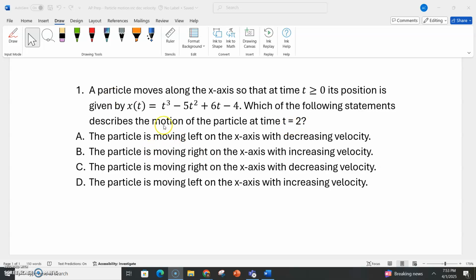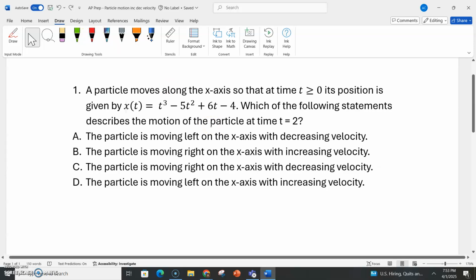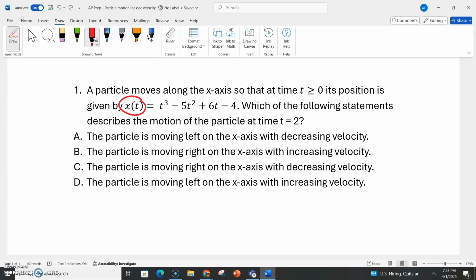So first off, I have to ask myself, how do I know whether the particle is moving left or right when given the position? Well, the position just tells me the location, not which direction it moves. I know whether it's moving left or right is dependent on the velocity. And I know that velocity, v of t, is simply the derivative of position.